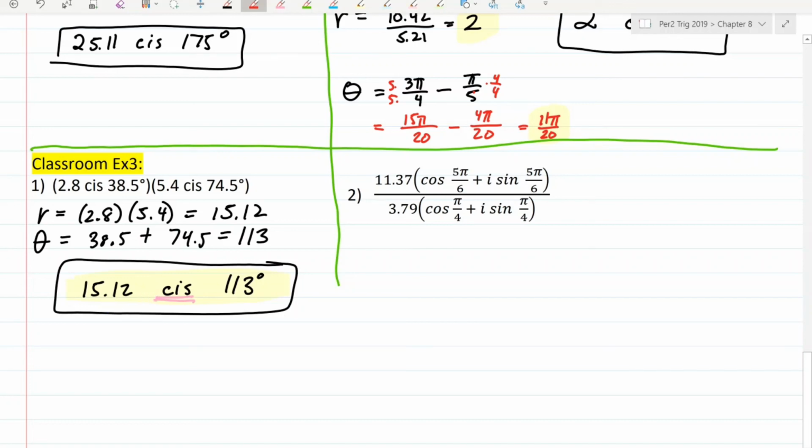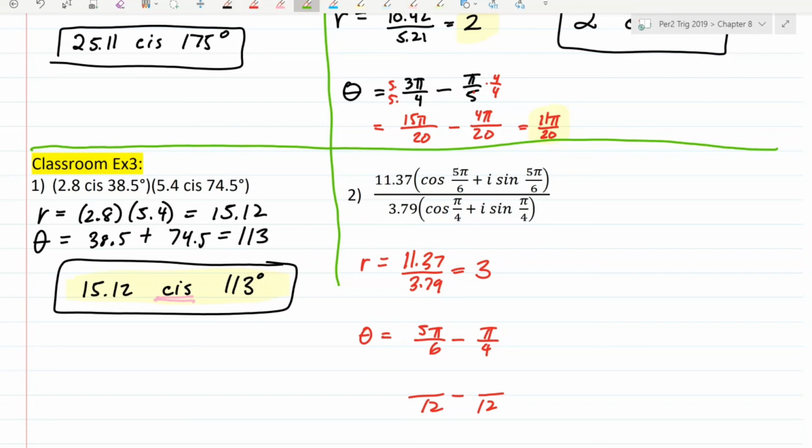Okay, for the last one, r is equal to 11.37 over 3.79, which is 3. And when we subtract, we have 5 pi over 6 minus pi over 4. I'm going to make the denominators 12. If you made the denominators 24, that's fine. You're just going to have to reduce yours.